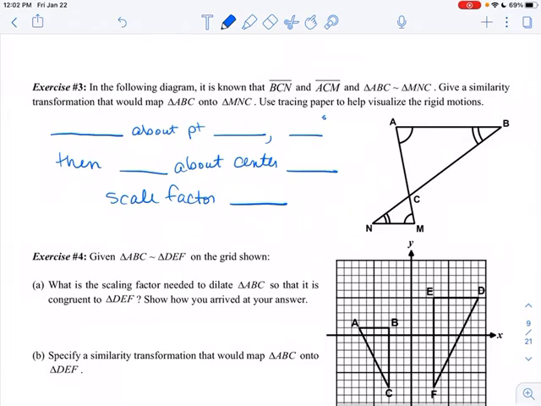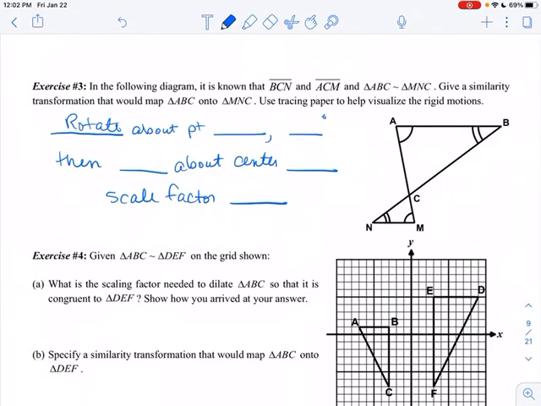They're already touching, so I don't need to translate it. But what I'm going to have to do is rotate it. Now, what point am I rotating it about? I'm trying to map ABC onto triangle MNC. All right, so I'm going to rotate it. The point that's not moving is point C. How many degrees am I going to rotate it? I can be specific in this one because I know that BCN and ACM are lines, so I'm actually going to rotate it 180 degrees. All right, then I'm going to dilate it. I need that center of dilation. The center of dilation again is going to be point C.